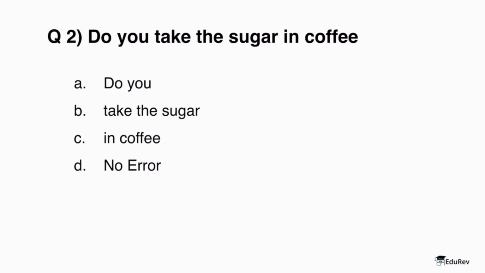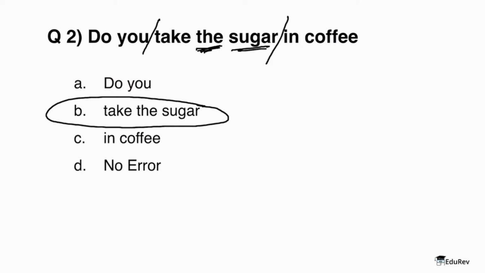So first part we have is do you, the next part is take the sugar, and third part is in coffee. So now we need to understand here that when we talk about substances in general, you do not use an article before it. But when we talk about them specifically, we can use an article. The substance here is sugar. So as we have a substance here and we are talking about it in a very general sense, the won't be used. So this article won't be used. So the problem in this is in part B. The will not be used before sugar as it is a substance.